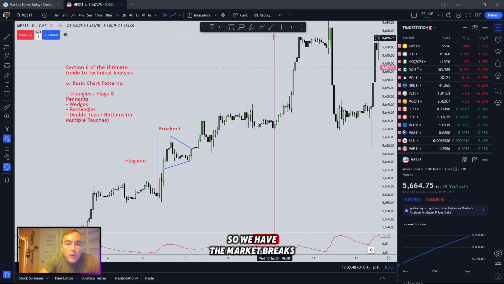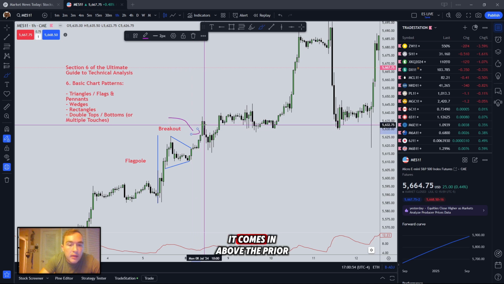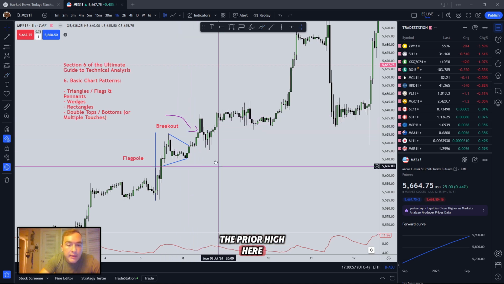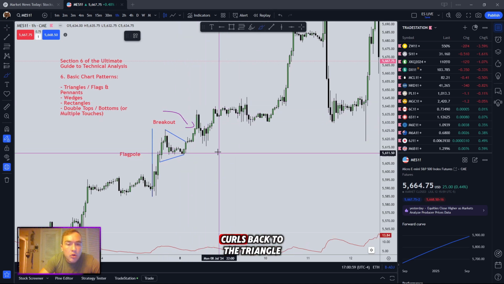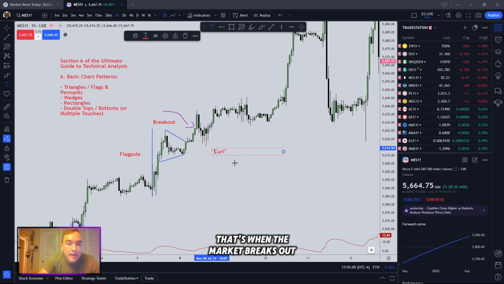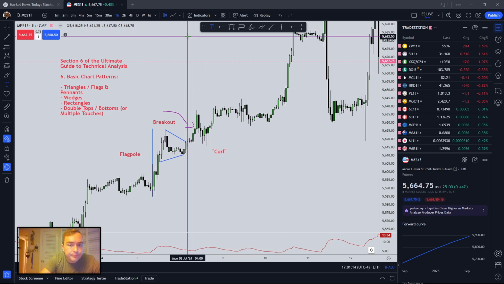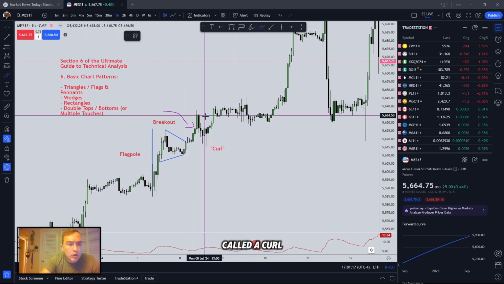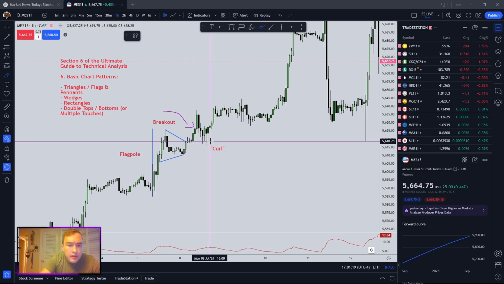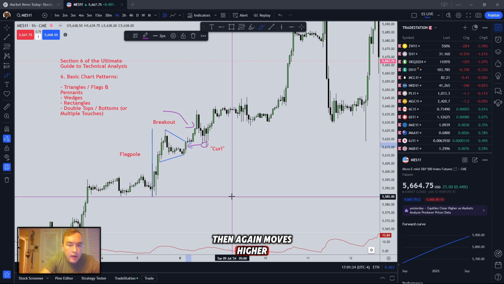Okay, so the market breaks out, and immediately what does it do? It comes in above the prior high here. We then notice that the market curls back to the triangle. We call that the curl. The market's not always going to curl, but it sometimes does. That's when the market breaks out of the flag, and then it curls back to the triangle. That is called a curl. And so notice that the market comes back into the triangle here and then again moves higher. That is called the curl.